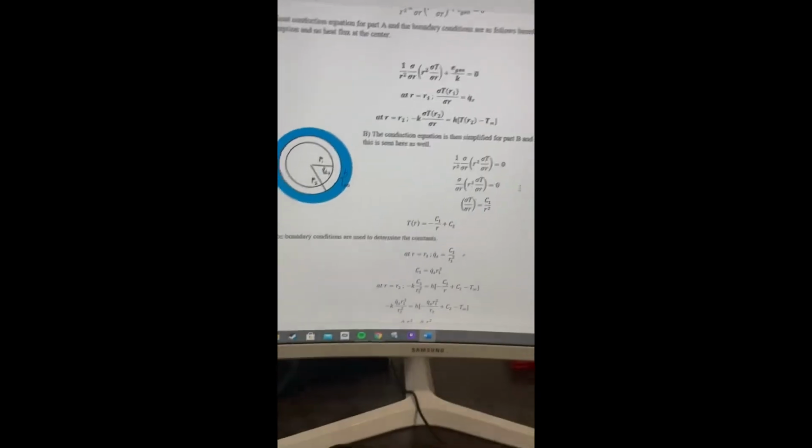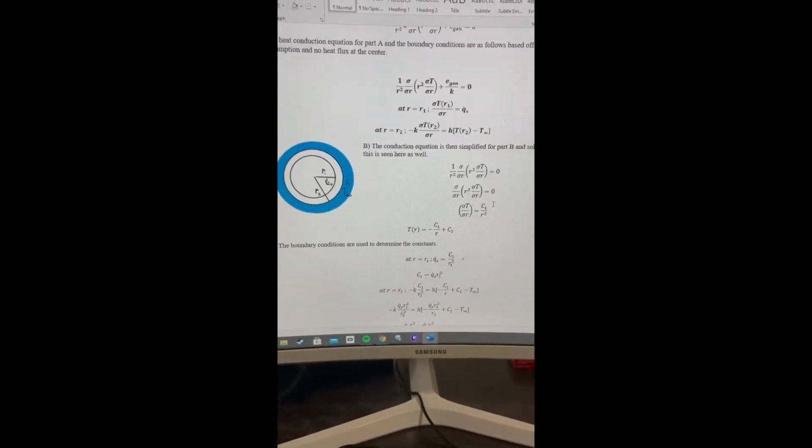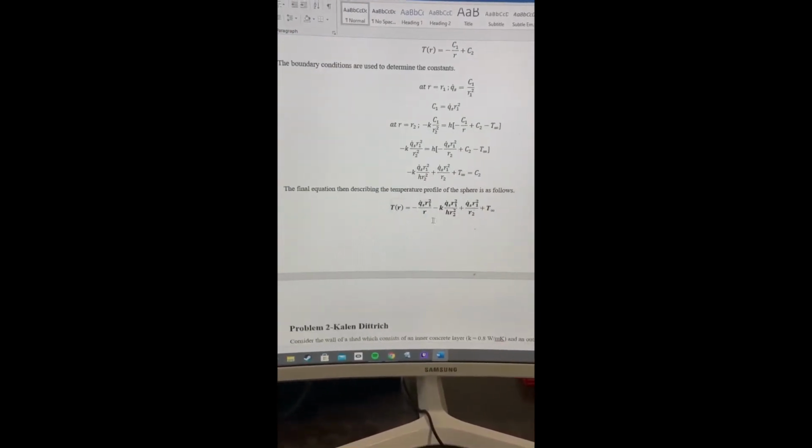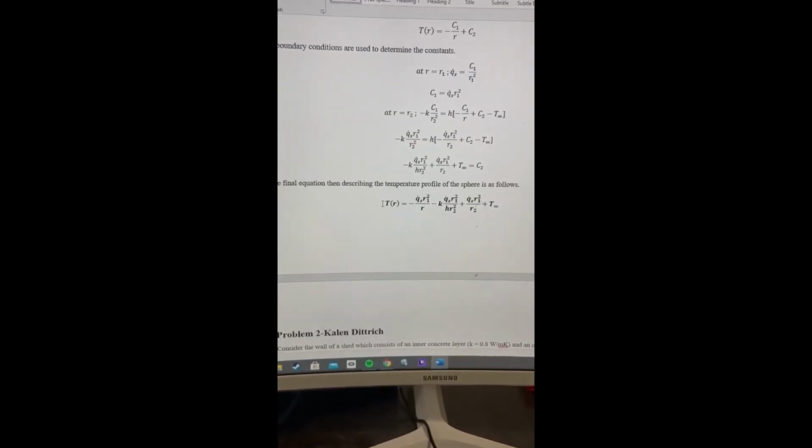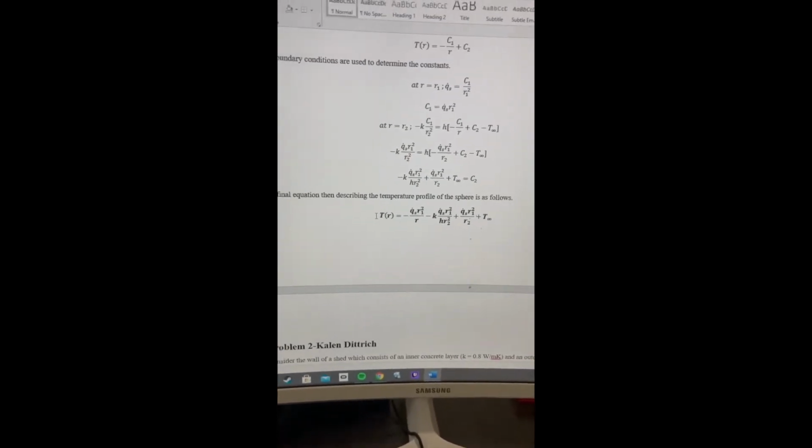Again, here's a separate picture for part B. This is where we're now solving the heat conduction equation learning element. And here's the final equation describing the temperature profile of the sphere.